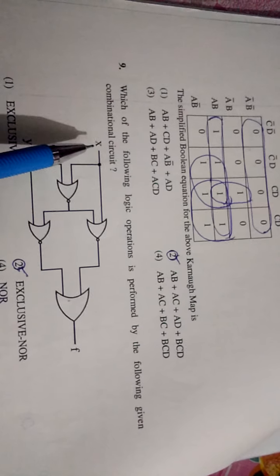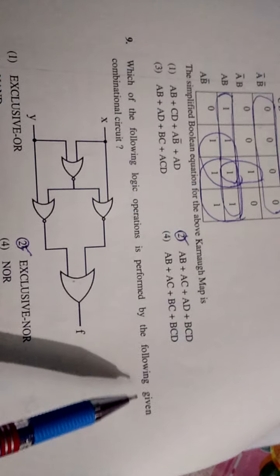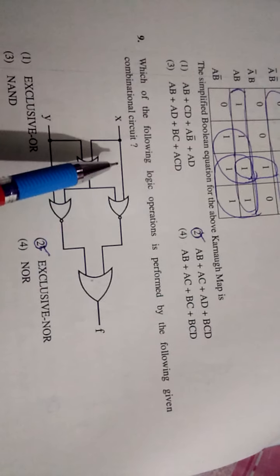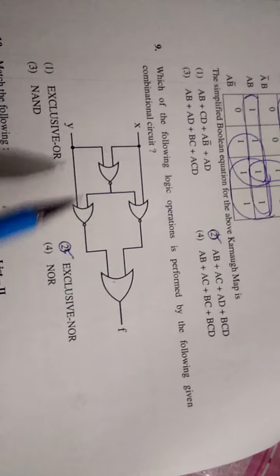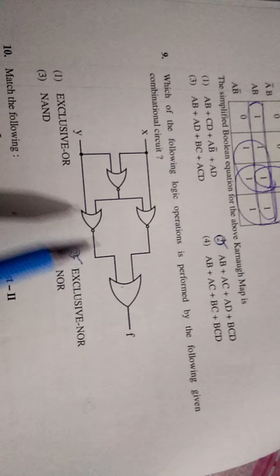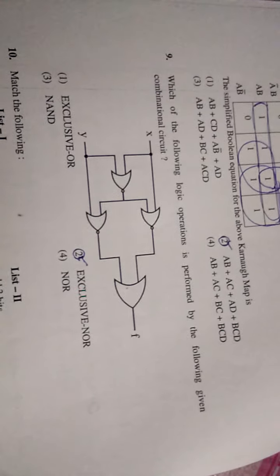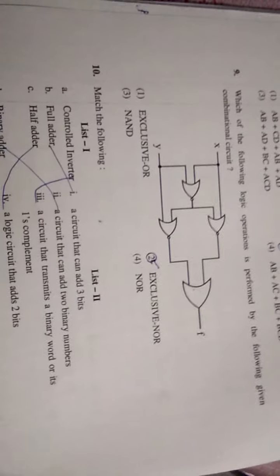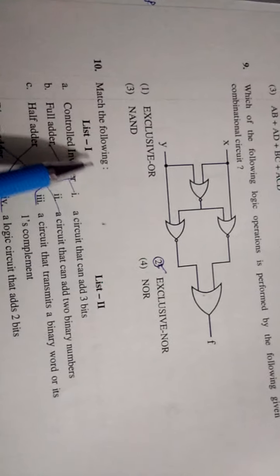Ninth question is which of the following logic operations is performed by the following given combinational circuit? There is a circuit given. Then answer is exclusive NOR. 10th question is which of the following, there are two lists given, match these two statements.